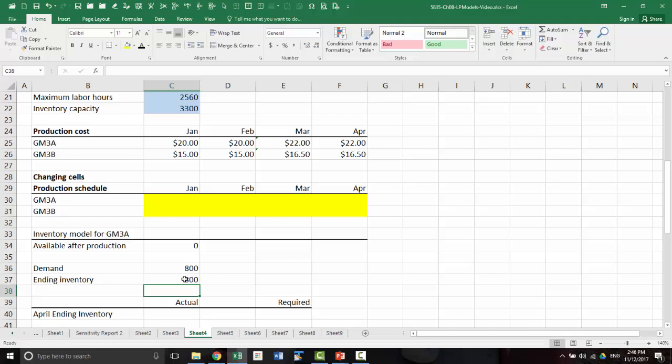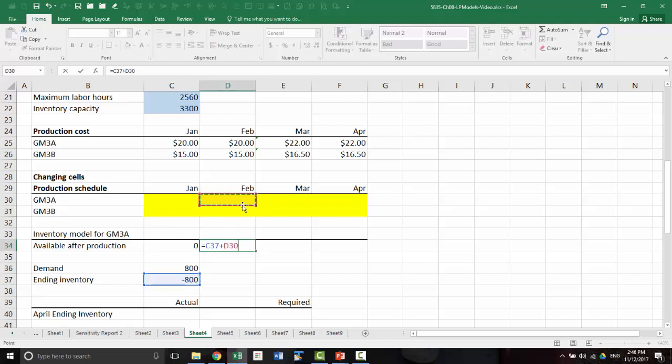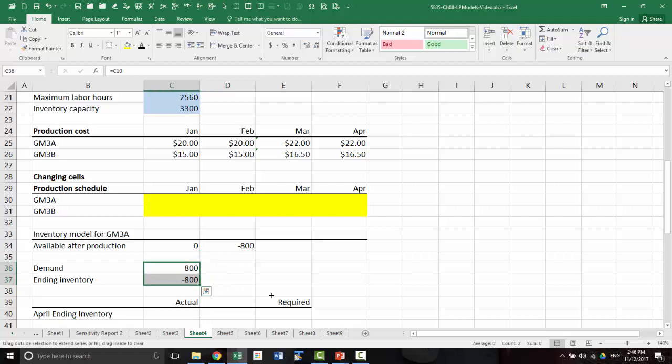So that's our ending inventory for January, right? Which means that will be the beginning inventory for February. So what is available after production in February would be the ending inventory coming from January, plus what gets produced in February. So when you have multiple time periods, you have to figure out these flow constraints, the inventory flowing from one month to the next, one period to the next period. Okay, and then these two now can be copied across, and that can be copied across.